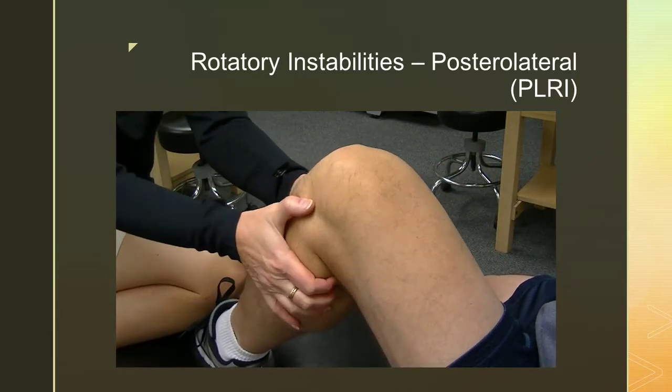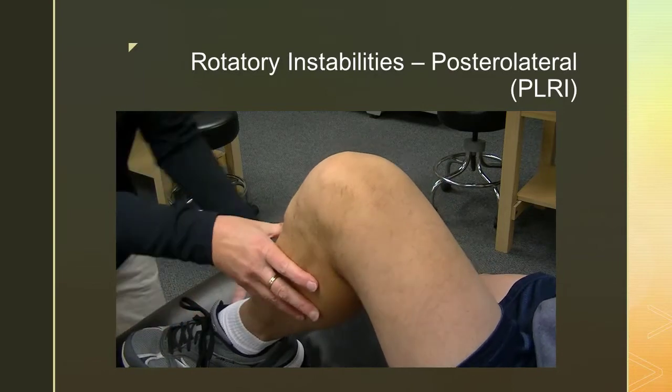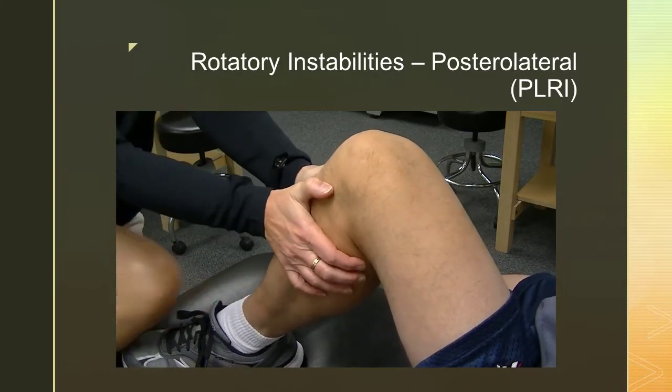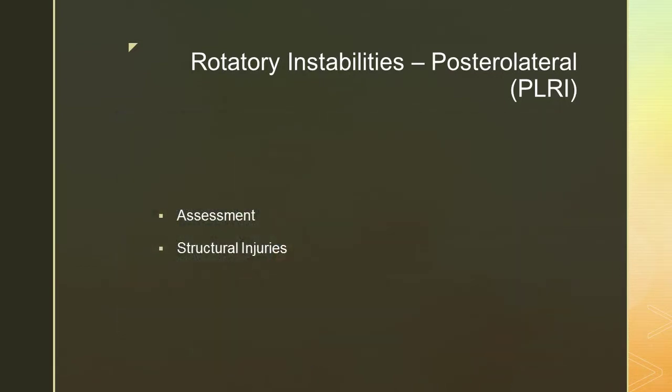For posterolateral instability, we're going to use a Hughston rotatory test. Now, these injuries are going to occur when you have a sudden anteromedial force that brings the knee joint from near full extension into hyperextension. So the injuries that you will see include injuries to the PCL, the LCL, the biceps femoris, and the arcuate complex.